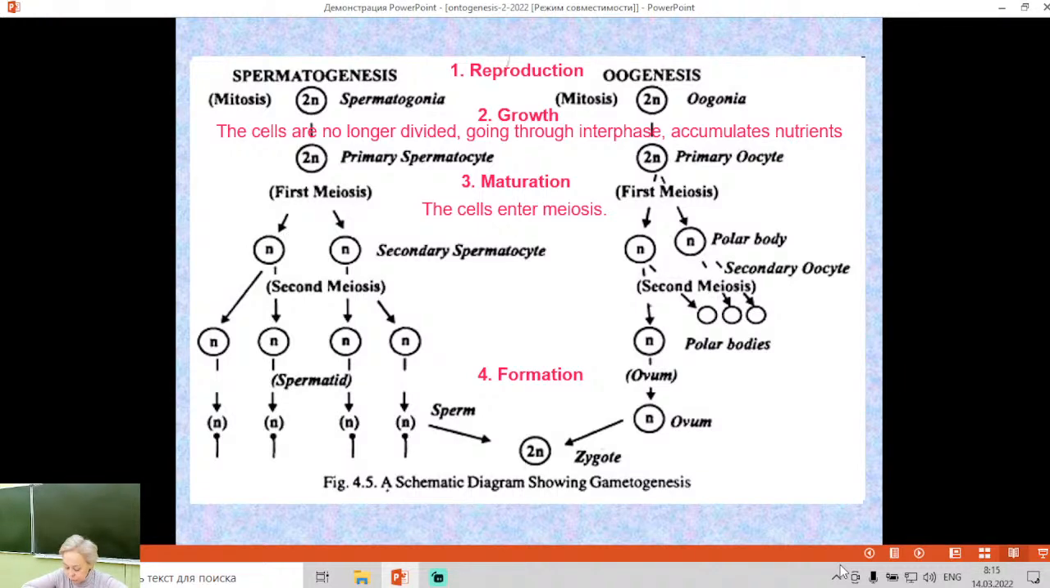Next stage, growth. Oogonia no longer divide, going through interphase, doubling the nucleus, and accumulate many nutrients. They will be needed for the further development of the embryo.